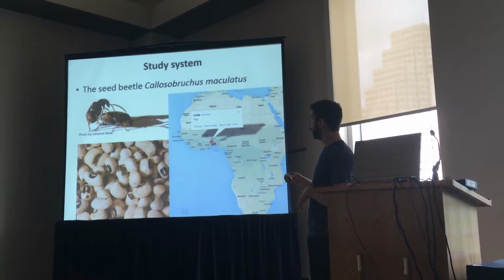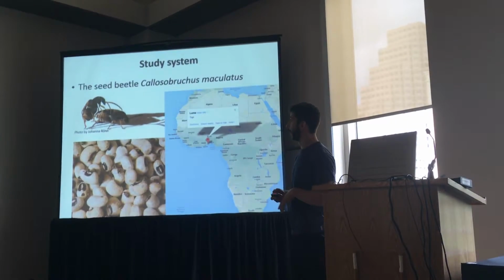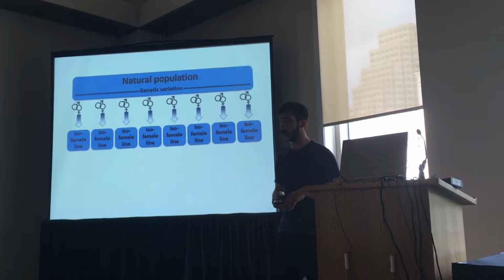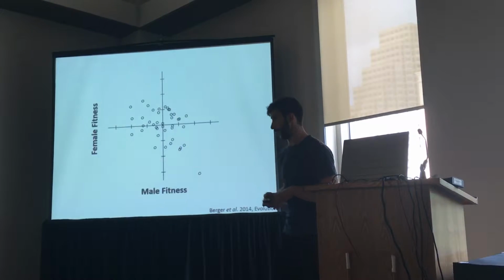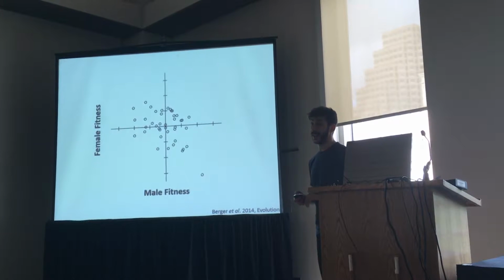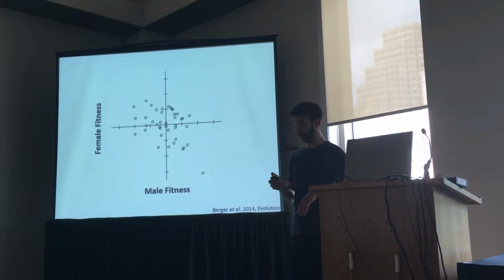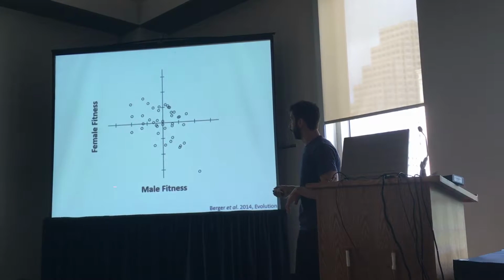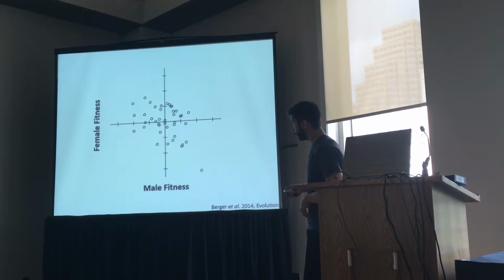We took a wild population from Lomé, Togo in Africa, and we cut it up into isofemale lines back in 2012. One of the original characterizations of that population revealed that it was dominated by sexually antagonistic genetic variation for fitness. So we have genotypes with high female fitness that have low male fitness and vice versa.